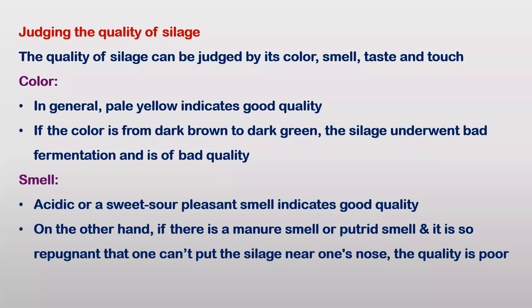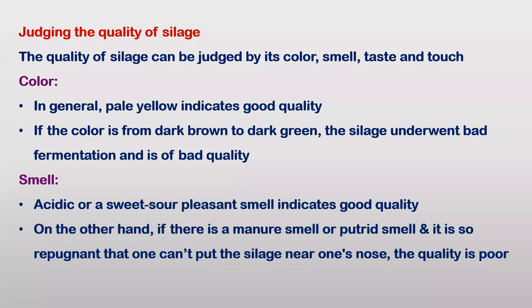So how can we judge the quality of the silage? Color is very important. Color, smell, taste and touch are the 4 basic physical methods of judging the quality of silage. Silage should be pale yellow in color, which is good quality silage. If the color is from dark brown to dark green, the silage has undergone bad fermentation and is bad quality silage. So pale yellow indicates good quality silage.